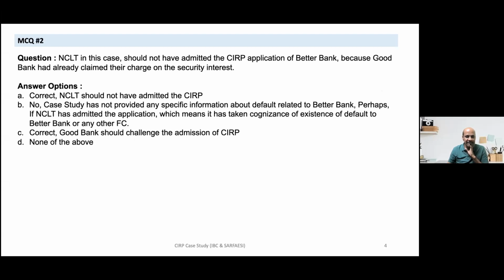Second is no. The case study has not provided any specific information about default related to Better Bank. Perhaps if NCLT has admitted the application, it means it has taken cognizance of the existence of default to Better Bank or any other financial creditor. Option C is correct. Good Bank should challenge the admission of CIRP.